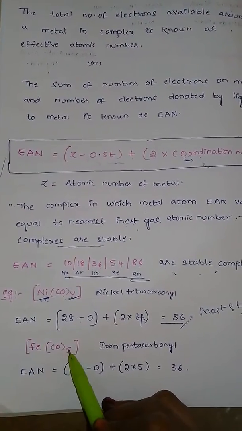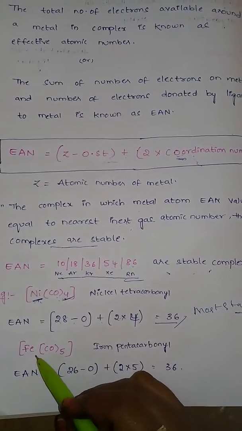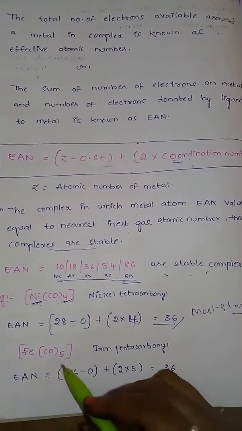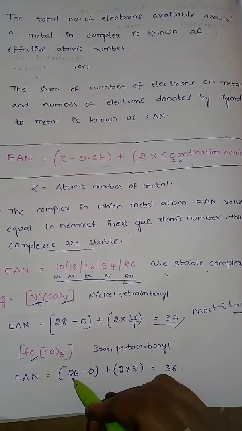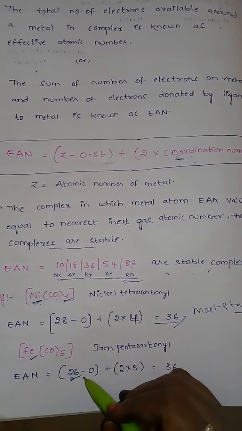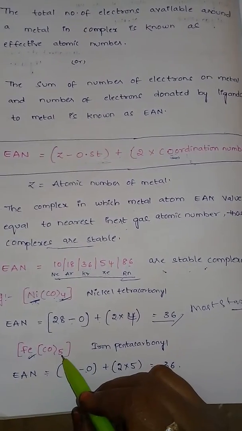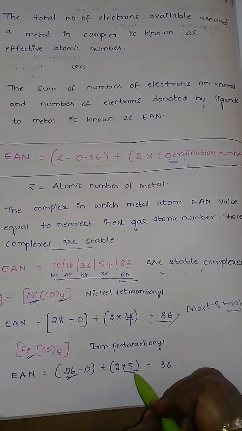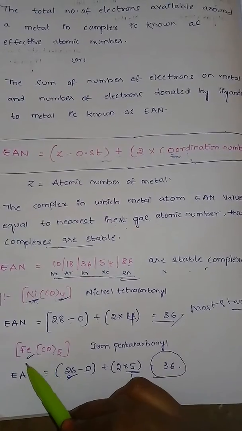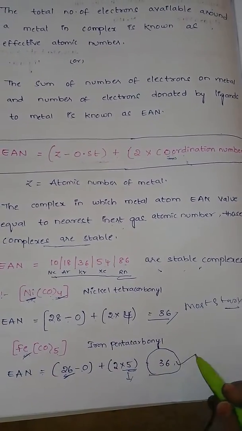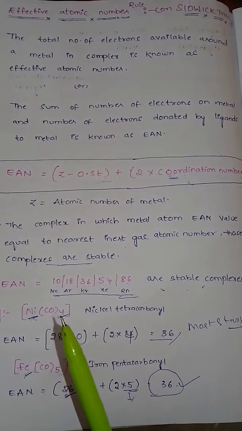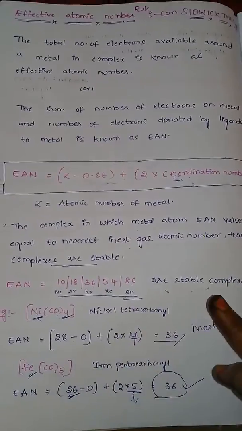See Fe(CO)5. What is the formula for effective atomic number? Atomic number minus oxidation state plus 2 into coordination number. What is the atomic number of the metal iron? 26. And in all metal carbonyls, the oxidation state of the metal is 0. Plus 2 into how many ligands attached? 5 ligands, so 5 is the coordination number. So the effective atomic number value of the metal in this complex is 36. This 36 is the nearest noble gas, so Fe(CO)5 is most stable according to the effective atomic number rule of Sidgwick theory.